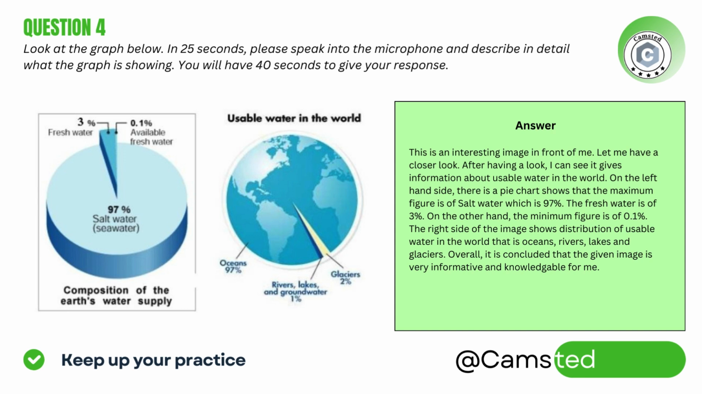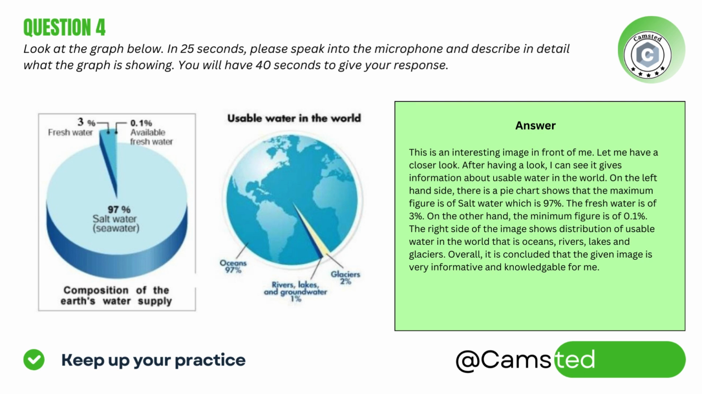This is an interesting image in front of me. Let me have a closer look. After having a look, I can see it gives information about usable water in the world. On the left-hand side, there is a pie chart that shows that the maximum figure is of salt water, which is 97%. The fresh water is of 3%.